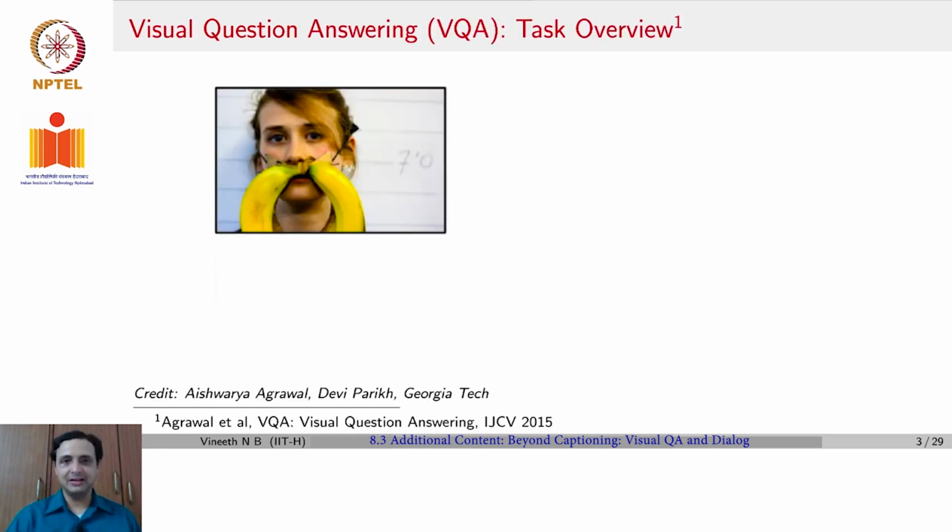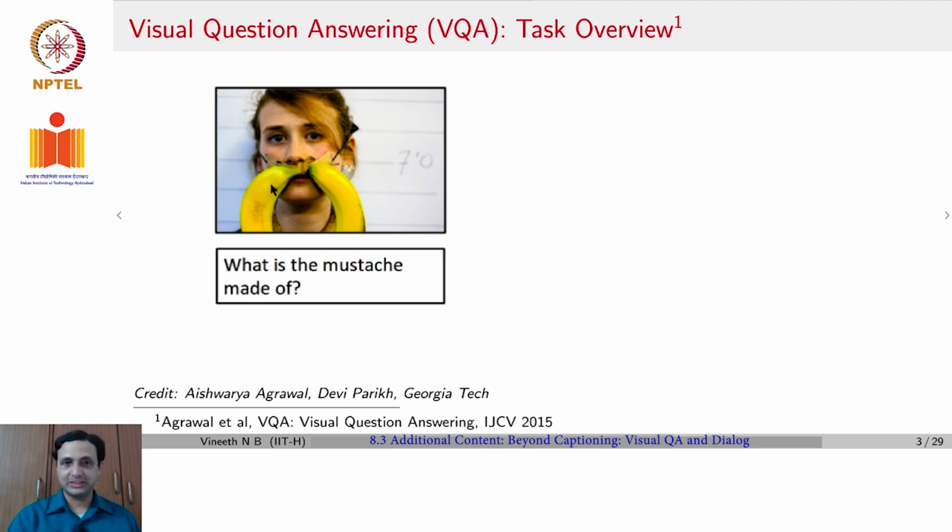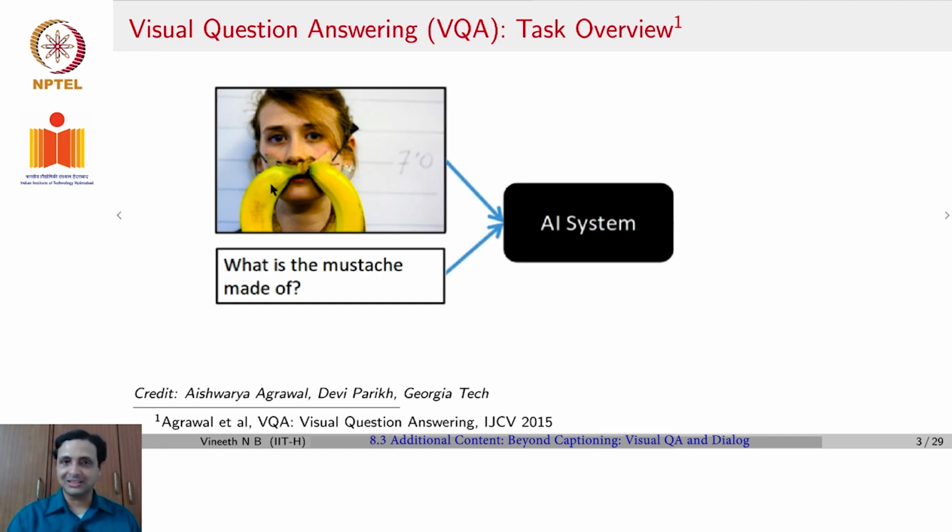In visual question answering, which you can think of as an extension of the image captioning task, the overview of the task is, given an image such as what you see here and given a question such as what is the mustache made of, the goal is for our system, a deep learning model, to give the answer bananas. So you need an understanding of the question. You also need an understanding of the image and the relevance of that question to a specific part of an image, and then be able to give a reasonable answer.